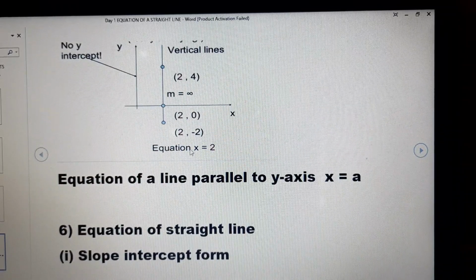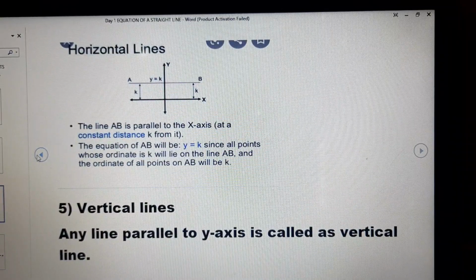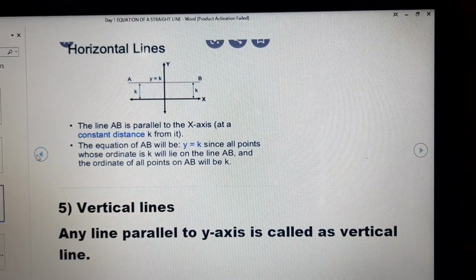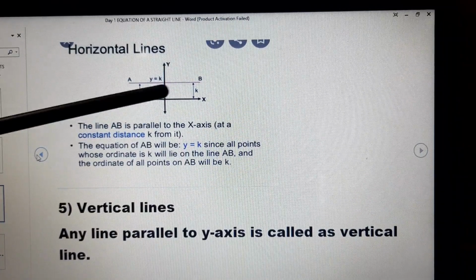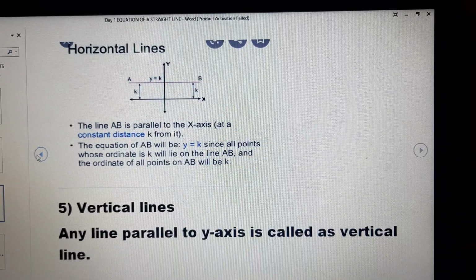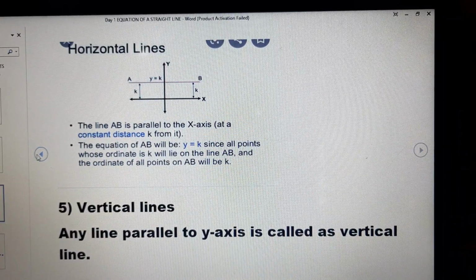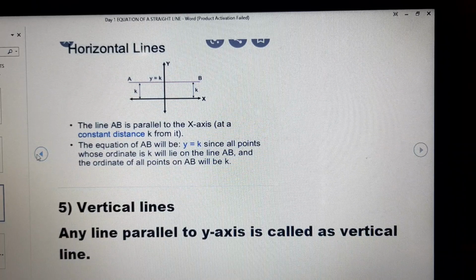Slope of these lines. Clear? I'll go back for a minute. Okay. Slope of a line which is parallel to x-axis. If a line is parallel to x-axis, what will be its slope? Its slope will be equal to 1. Why will it be equal to 1?